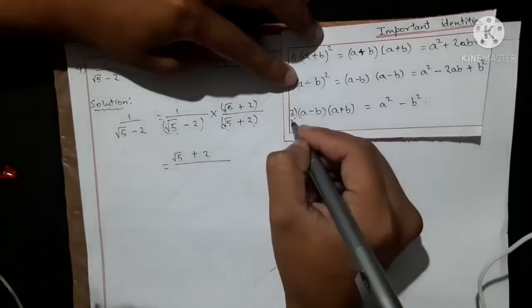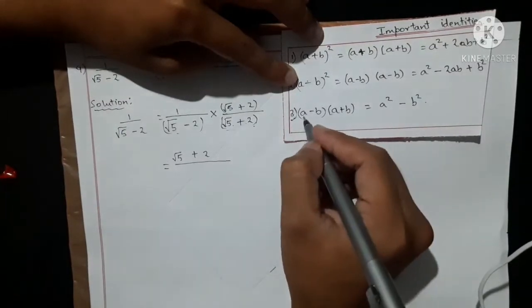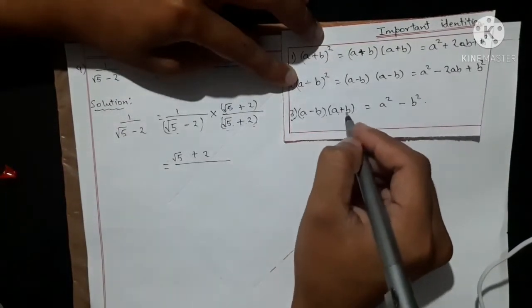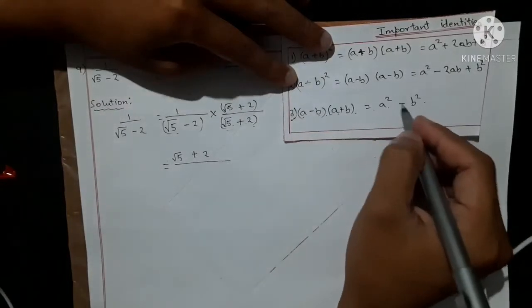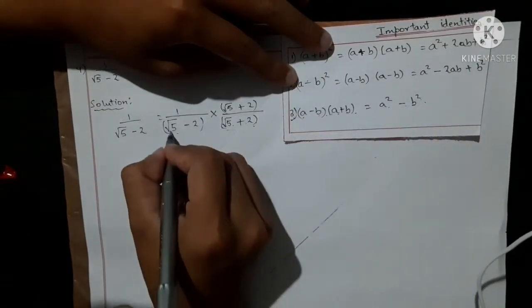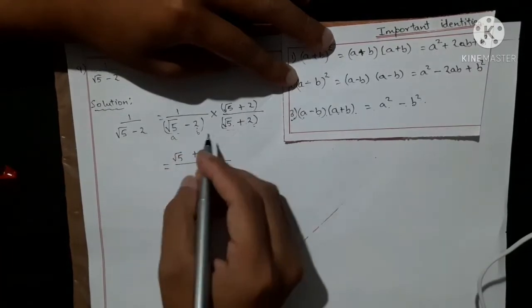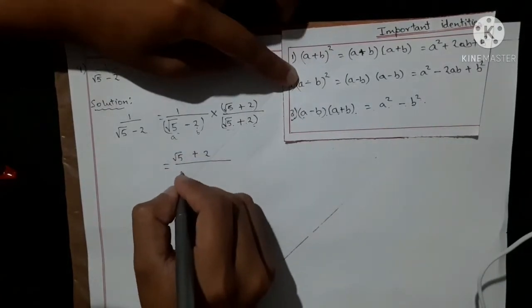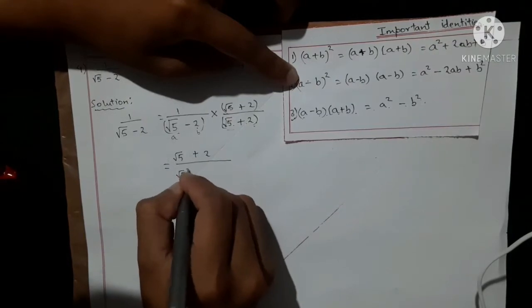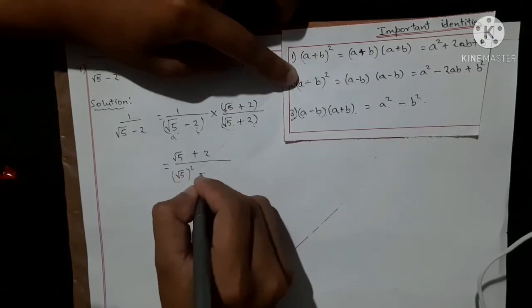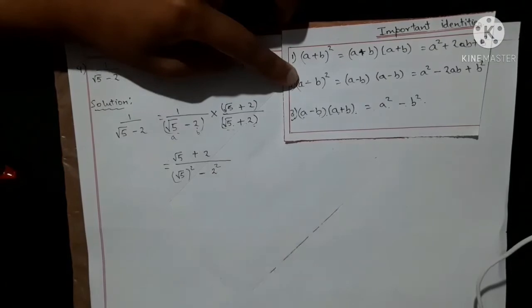So this is identity number 3: a minus b multiply a plus b, and this equals how much? a square minus b square. In here, square root 5 is a and 2 is b. So a square minus b square.